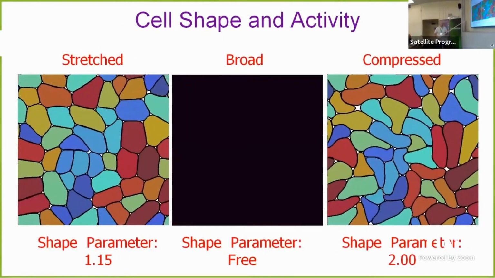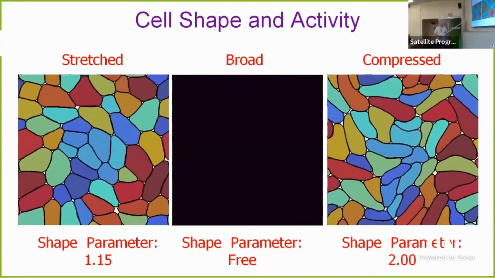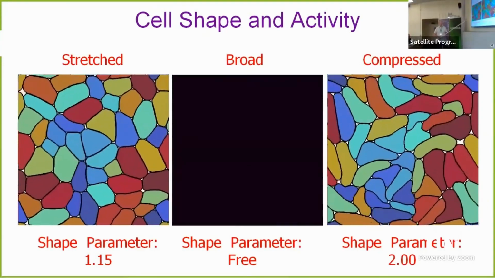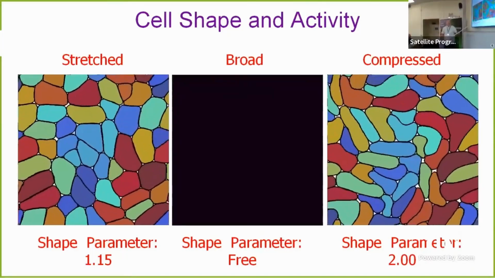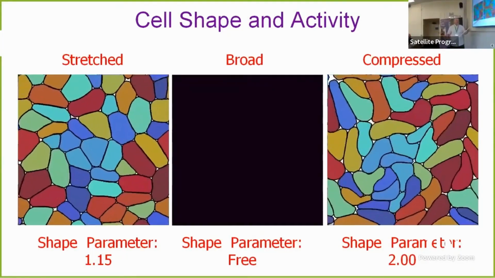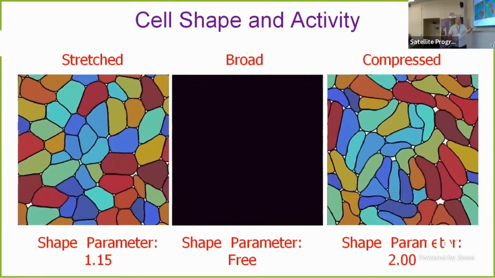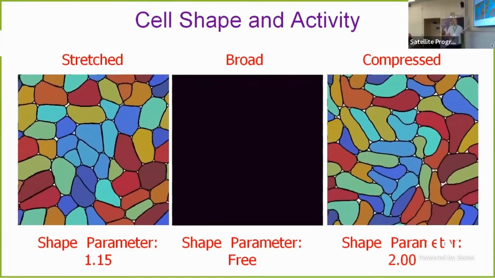If you do that, now something interesting happens. So here is fixed shape parameter of 1.15. Here is fixed shape parameter of 2. Here is free. And what you can see is they change their shape a lot. So they're almost perfect circles, and then they go to these really elongated things, a huge distribution.